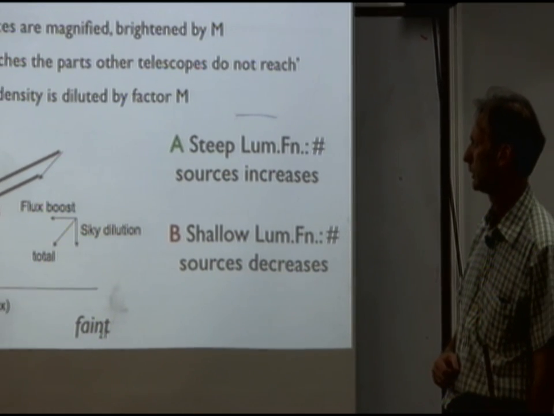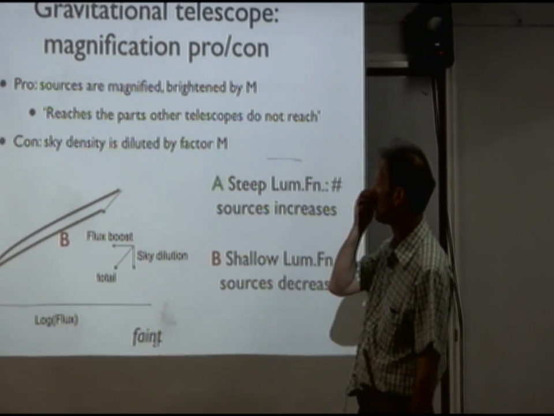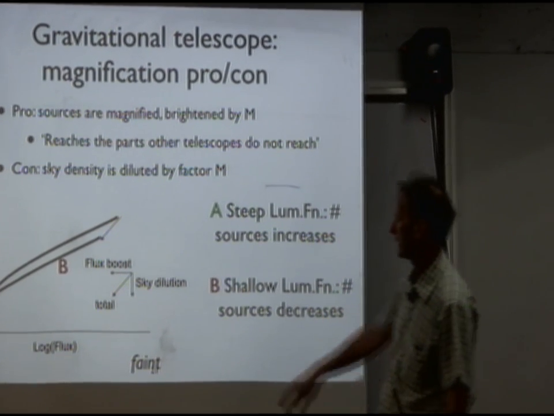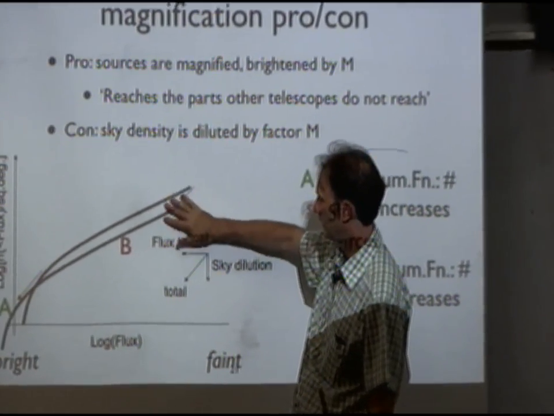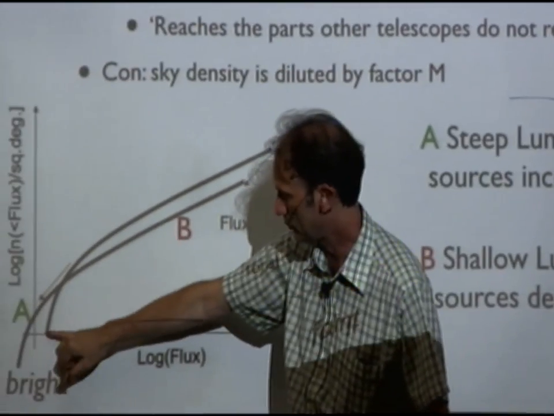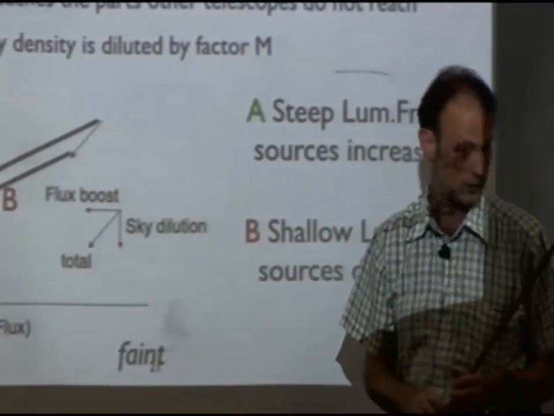So this is called magnification bias. Faint galaxies actually disappear. They stay faint, but you simply lose the area in which they come. And brighter galaxies, which were not really there because they're extremely rare, are created by the extra magnification.